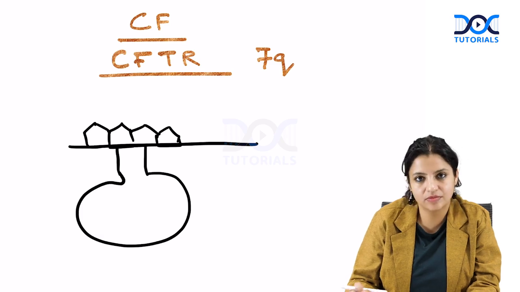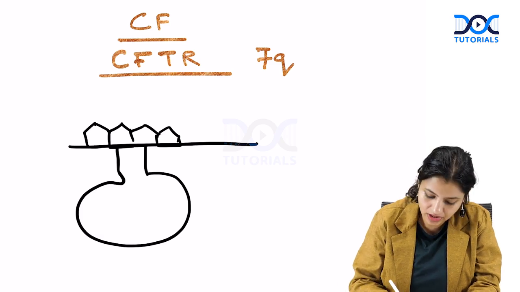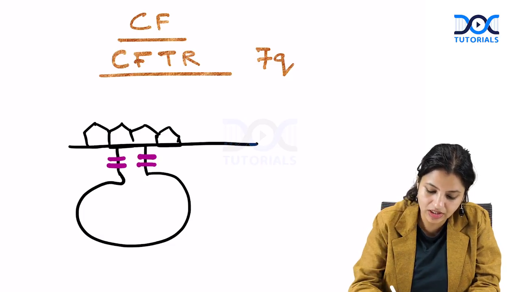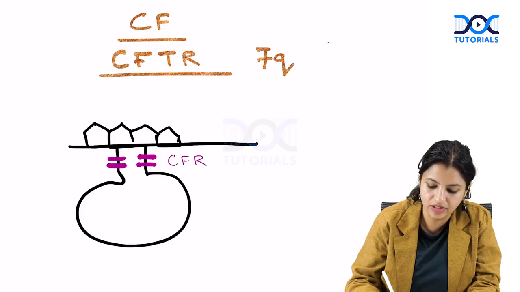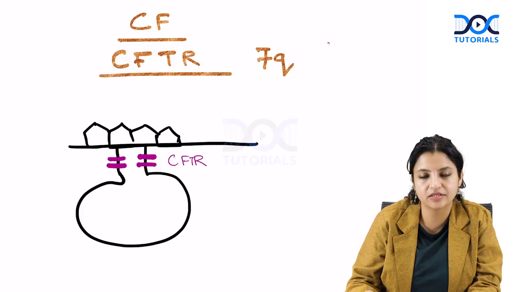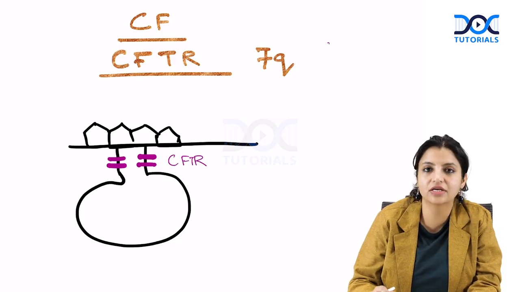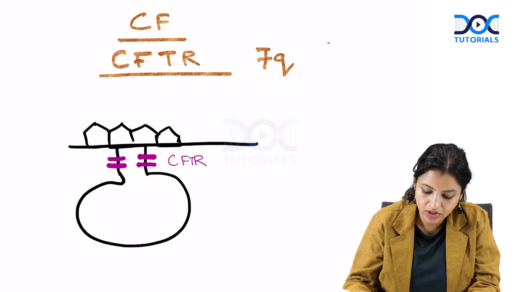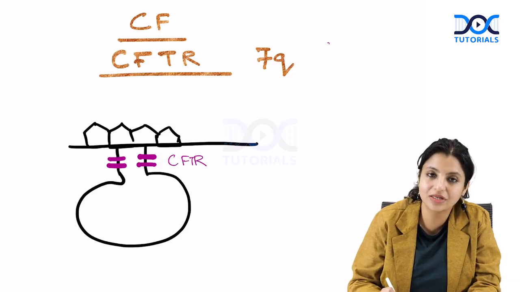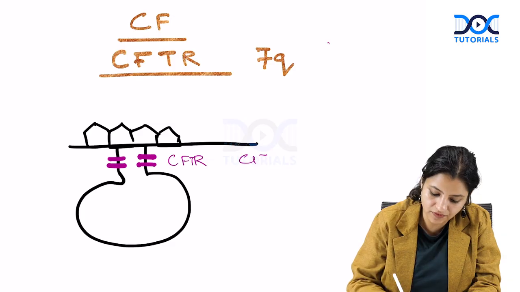So to maintain that, there are some channels on the sweat glands. This pink one which I'm drawing, let's say, these are your CFTR channels, which basically deal with chloride conductance. The major function of the CFTR channel is in chloride and bicarbonate. So in the skin, these pink channels are dealing with chloride transport. Their function is to transport the chloride outside.